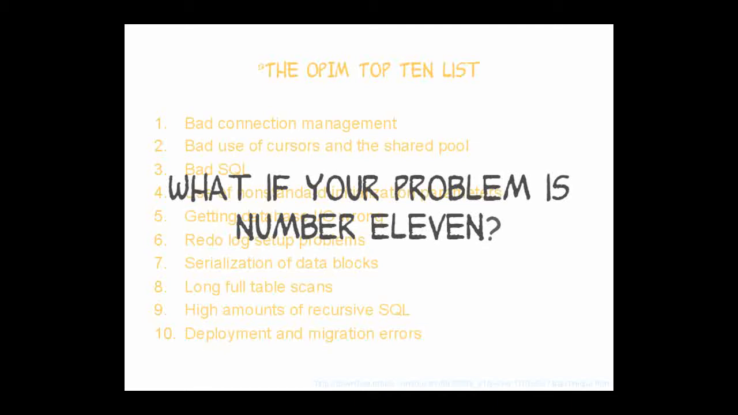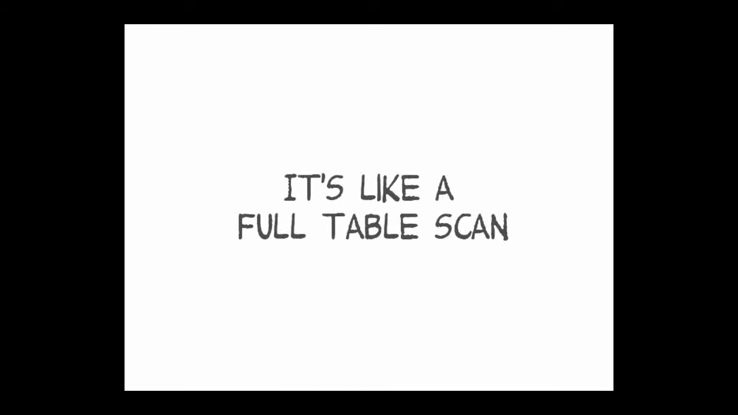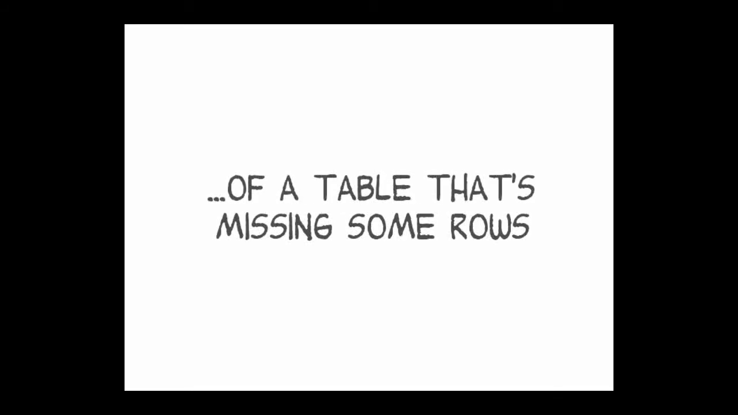So what we have here is basically, it's like a full table scan. This method is a full table scan. This method says, here's all the things that you need to go do, and there's no index that tells you which one to go do first. You just kind of start at the top and do them all. It's like a full table scan of a table that's missing some rows, in fact.